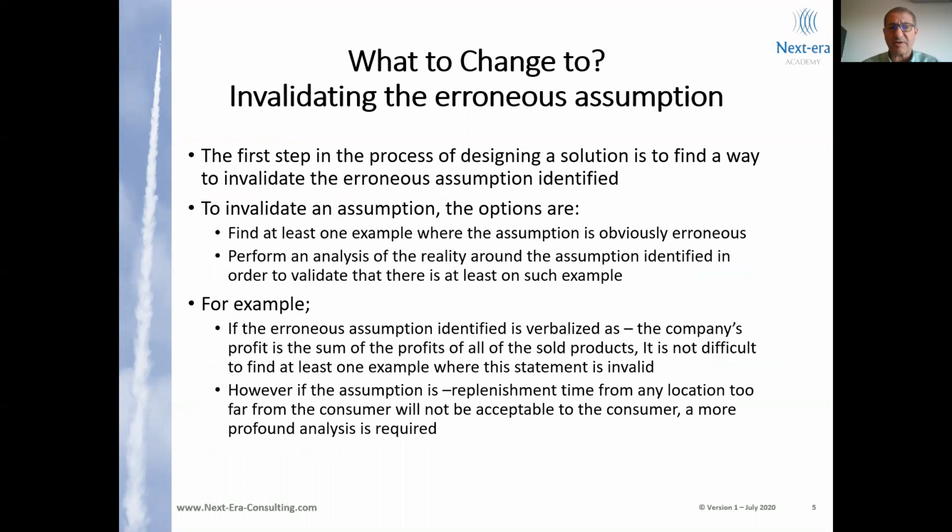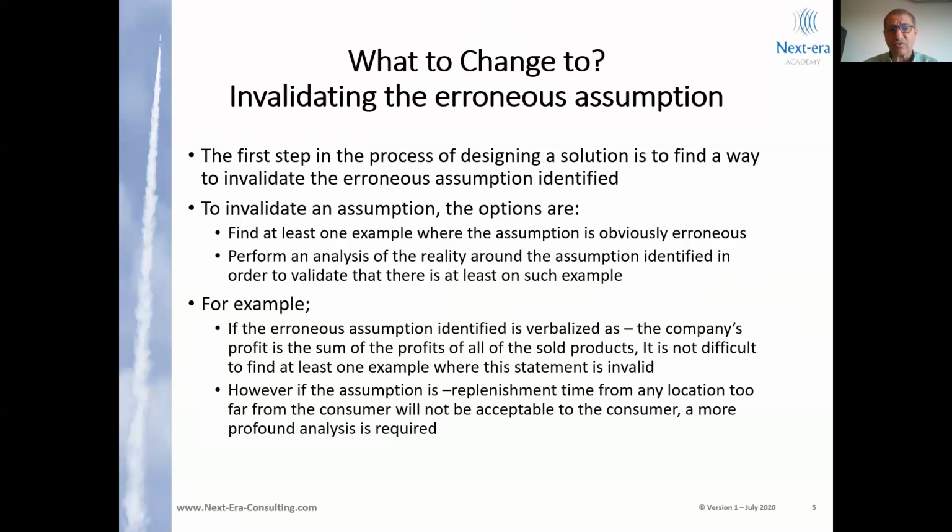So the first step in the process is to invalidate this erroneous assumption, is to have a clear understanding and proof and certainty that it is indeed erroneous, and what is the other side of that erroneous assumption, i.e. what is the valid assumption that should be used instead of the erroneous one.